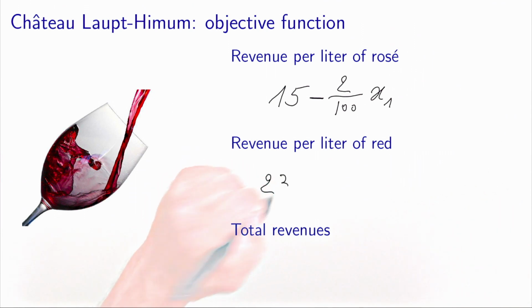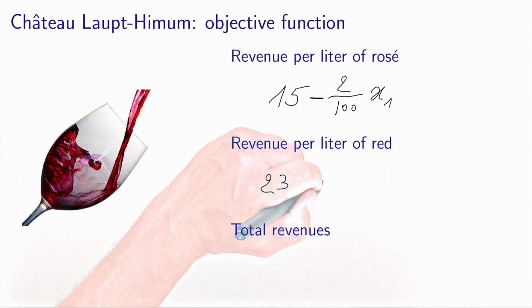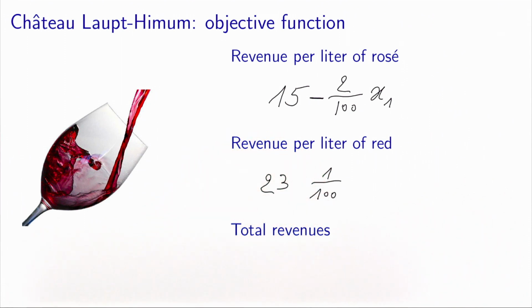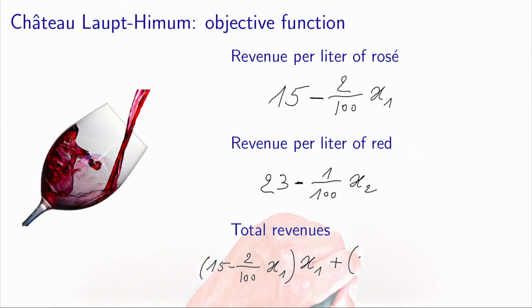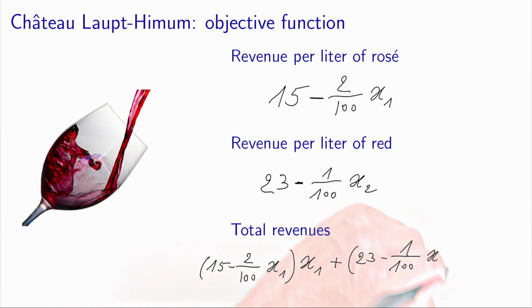Similarly, the red is sold at 23 euros, and here the rebate is 1% per number of liters of red which is produced. And it's a rebate, so we have a minus here. So the total revenue is given by the unit revenue for the rosé times the quantity of rosé which is produced, plus the same for the red. So we have the unit revenue for the red, which is the revenue per liter, times the number of liters that is produced. So this is the total revenue.